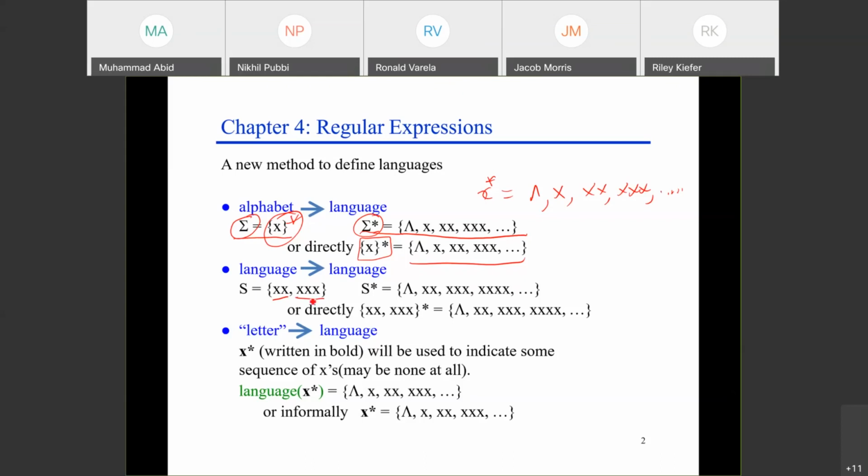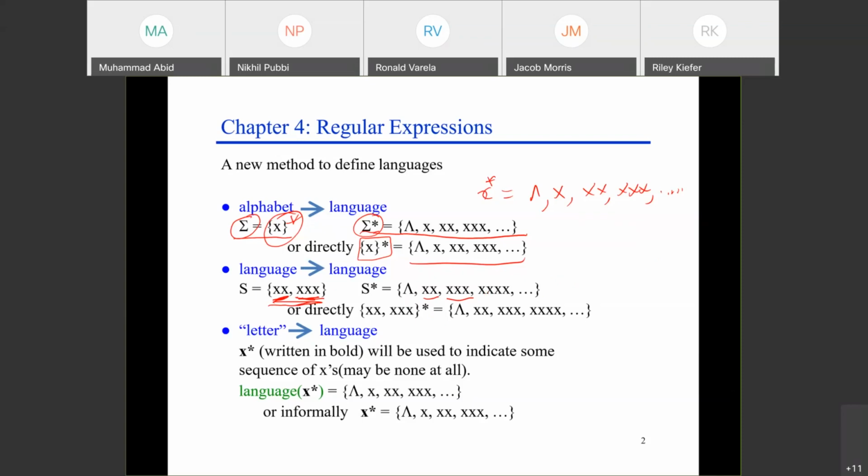So we apply S star here, and this is lambda, and the first basic building block, first word, second building block, second word, and then all possible combinations of xx with itself and xxx with itself and with each other. So whatever the possible combinations, 4x, 6x, 5x, all possible combinations. So we write this one. We already saw this in the previous lecture.